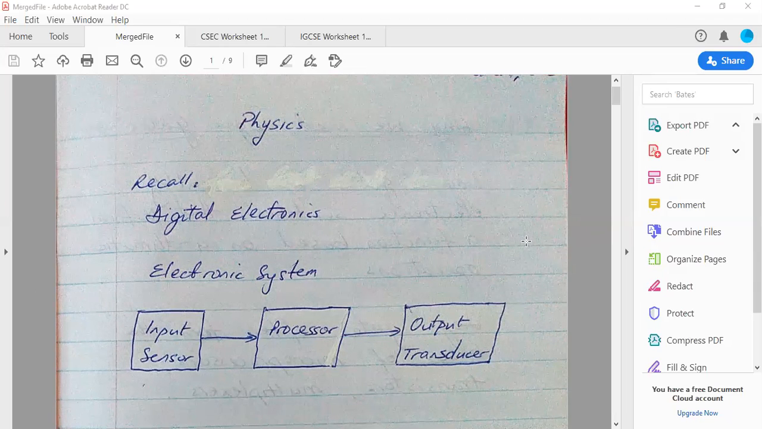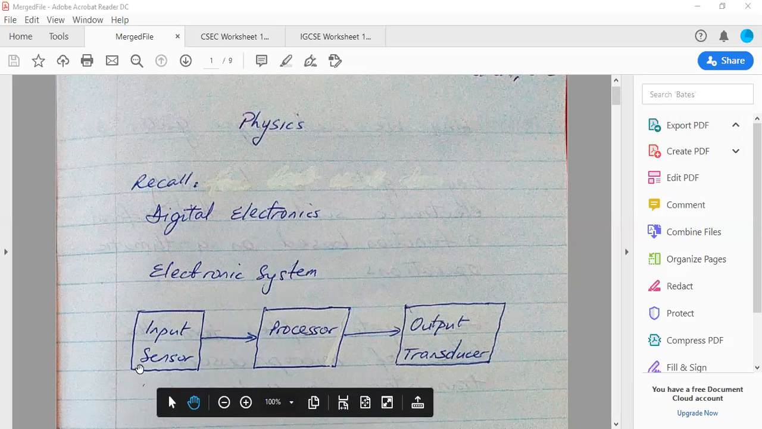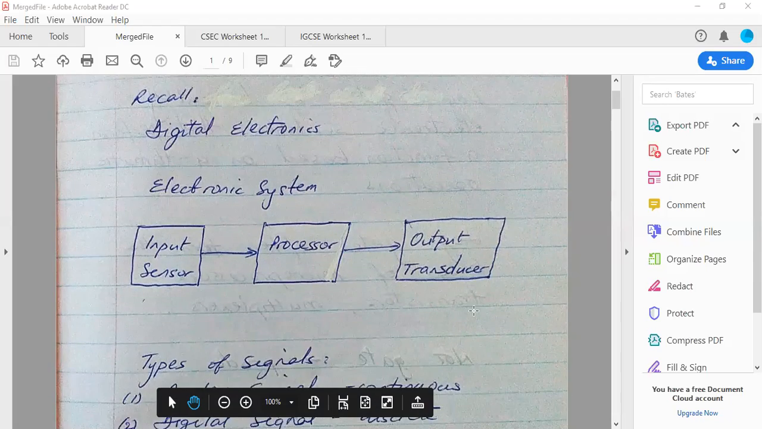A typical example that I would have shared with you all was that of a phone, where you'd have your input sensor, which would be the touch screen, your processor, which would be in the phone itself, and your output transducer, which would either be your speakers or the monitor or screen of the phone.